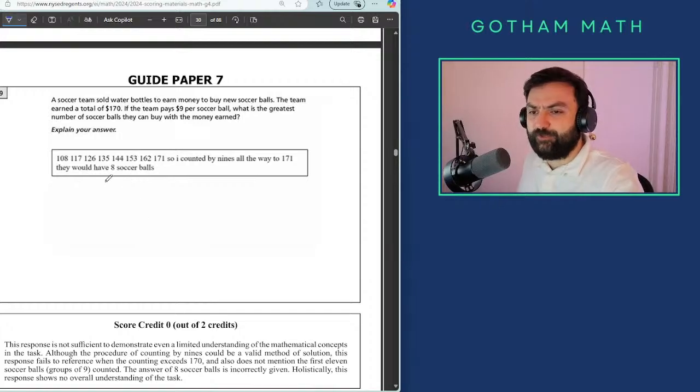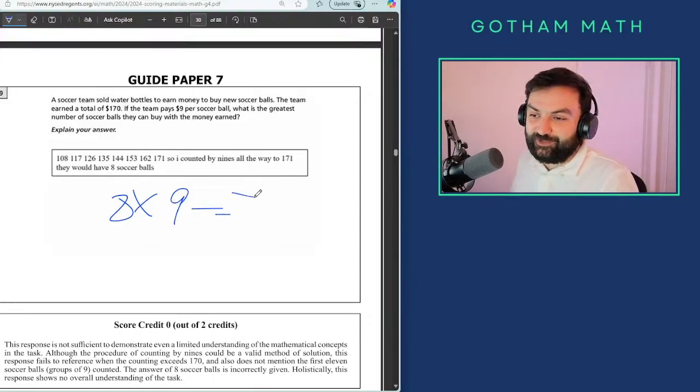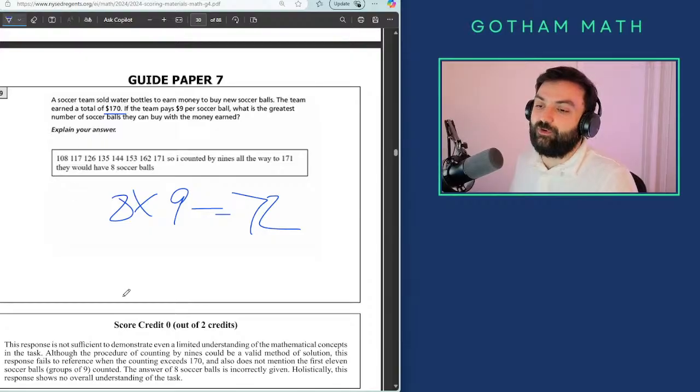All right, what is that? Well, oh, he's 108, captain. 117, 126, 135, 144. So I counted by nines all the way to 170. They would have 8 soccer balls. Come on, man. Just multiply 8 by 9. You will see that it's 72, which is not even that close to 170, which proves your answer wrong. Doesn't make sense.